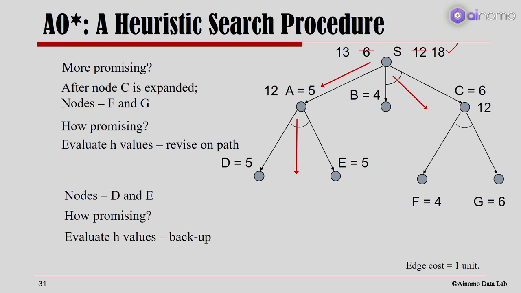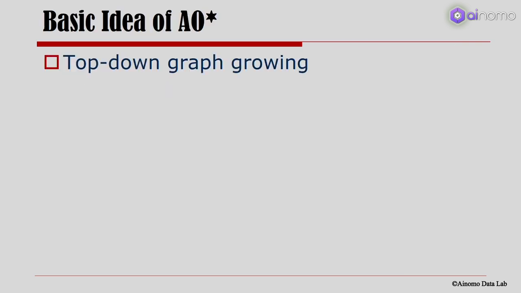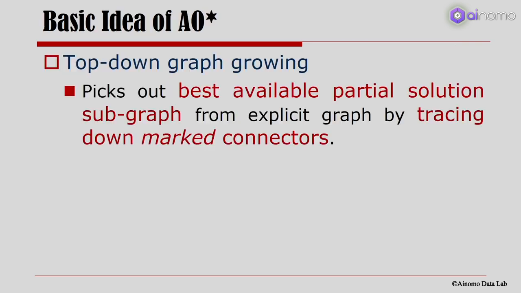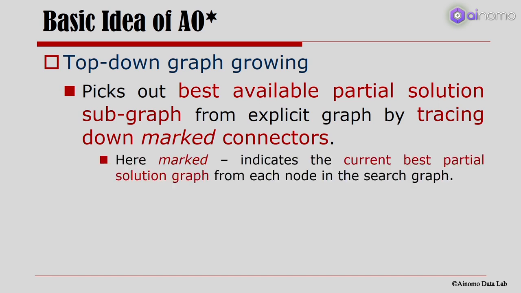So, this is the basic idea of the first portion of the algorithm, where we look for a top down partial graph exploration. We have the top down graph growing. So, we pick up the best available partial solution subgraph by tracing down mark connectors, and here I refer to mark as those connectors which indicate the current best partial solution from each node.